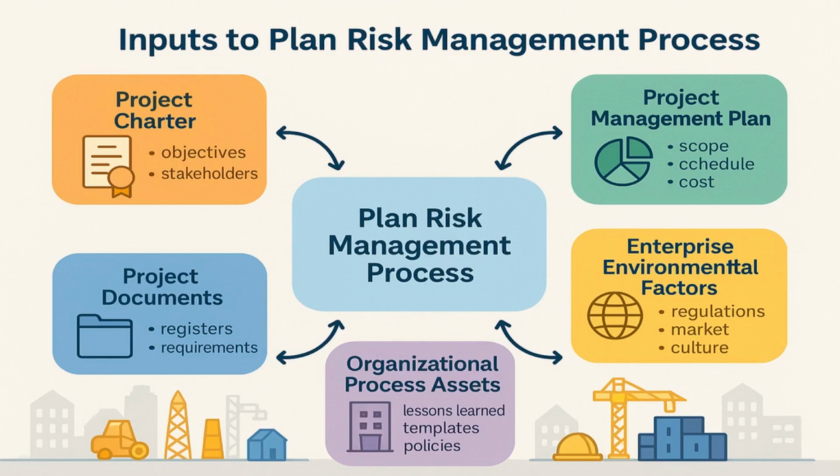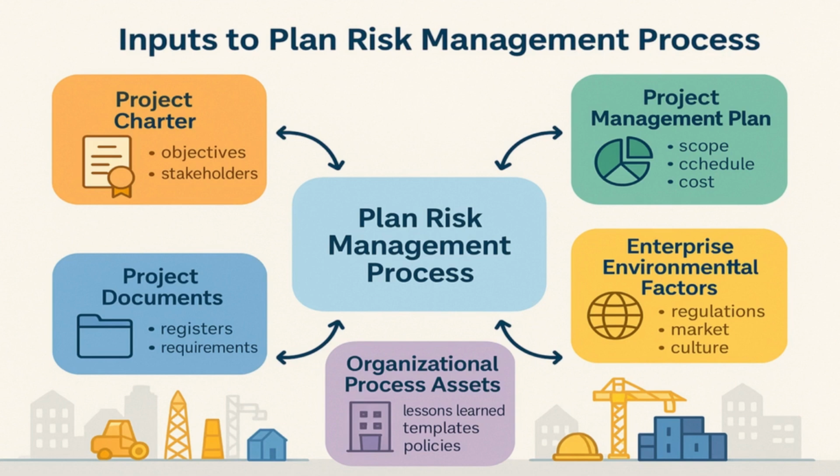Let's look at the key inputs for this process. First, the project charter, our project's constitution. It authorizes the project, gives the manager authority, and outlines high-level objectives and key stakeholders, whose risk tolerance we must understand. Next is the project management plan, especially the scope, schedule, and cost baselines. These define constraints we must protect. Any risk threatening the critical path or budget needs immediate attention.